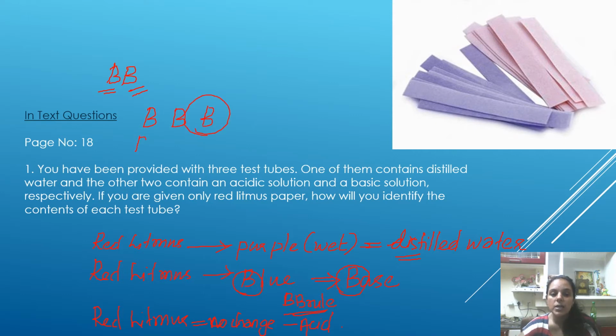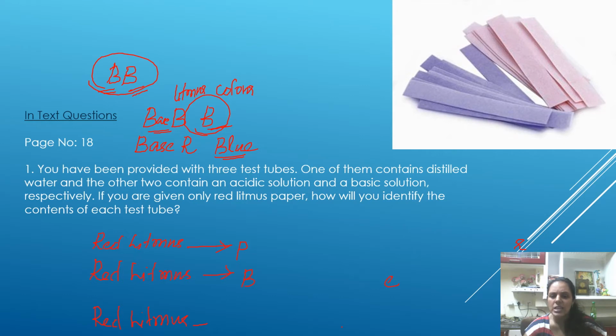This is the litmus paper, and this is the color. So we are dipping this blue litmus paper in the base, the color will be blue. And if you dip a red litmus paper in a base, you will get the color blue. That means a base is always blue in color. So we are dipping the red litmus into this third test tube. If there is no change, then we can say that it is an acid. Okay, clear.